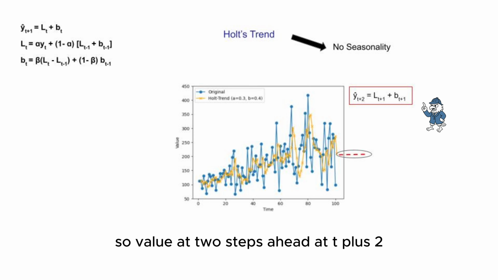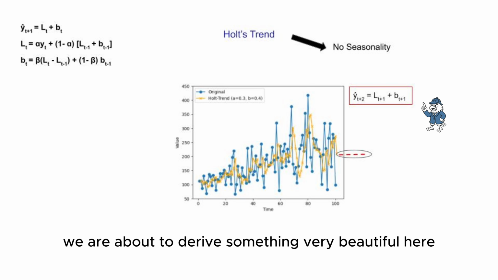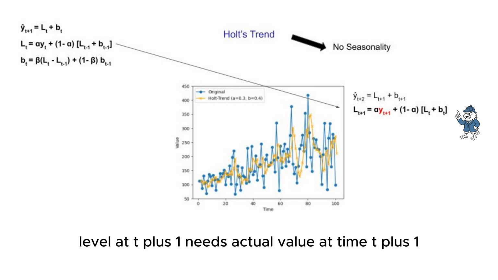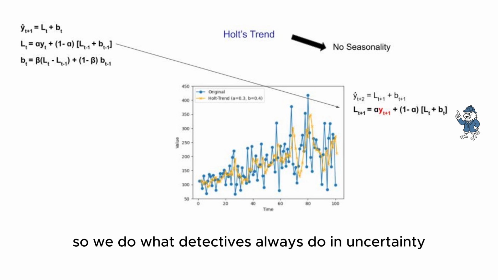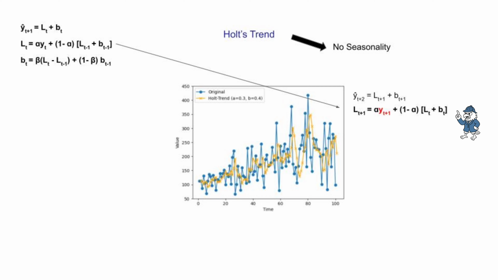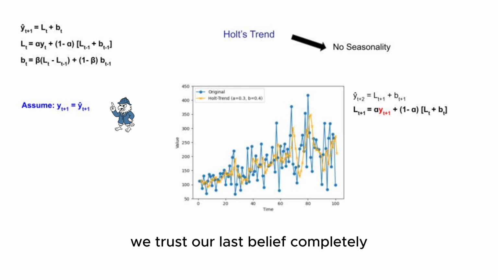So value at 2 steps ahead, at t plus 2, would be the sum of level at t plus 1 and trend at t plus 1. Now focus, we are about to derive something very beautiful here. Smooth level at t plus 1 needs actual value at time t plus 1. It needs something from the future, something that hasn't happened yet. So we do what detectives always do in uncertainty. We trust our last belief completely.